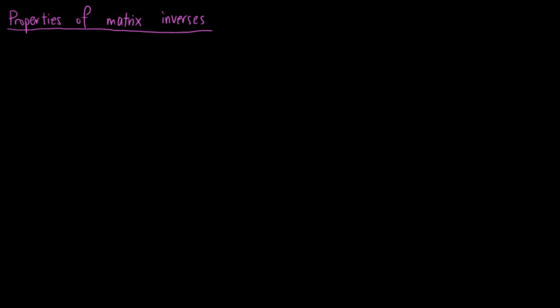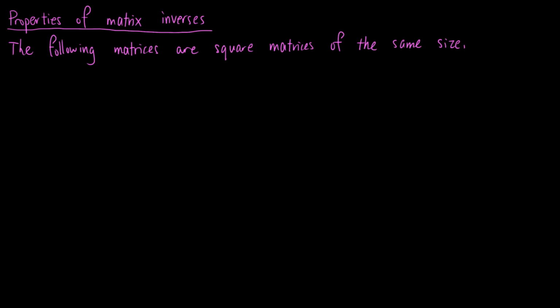Now, let's look at some properties of matrix inverses. To make sure that the multiplications are defined, we assume that the matrices are square matrices of the same size. The first point is that the identity matrix is invertible, and the inverse is itself. This is easy to check from the definition, since the identity matrix times itself is itself. This is true because any matrix multiplied to the identity matrix is itself. So this is particularly true for the identity matrix itself.